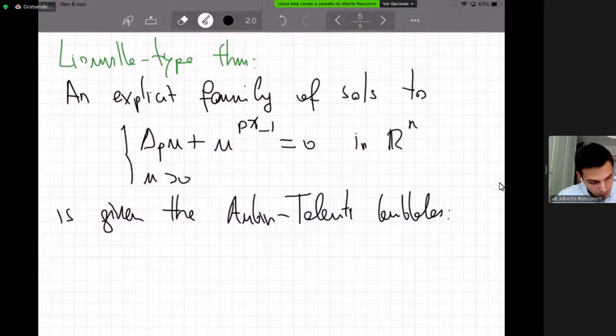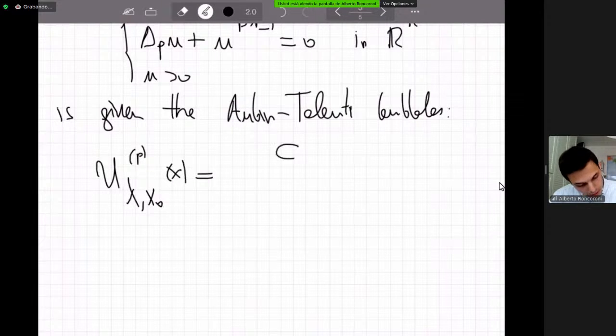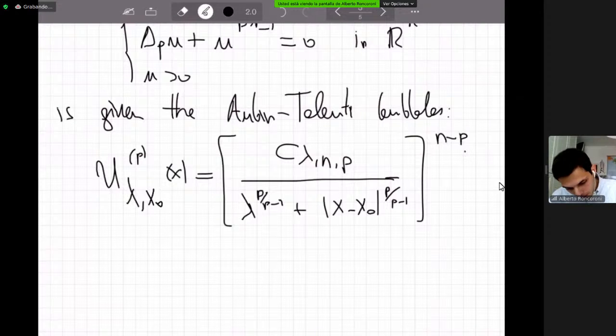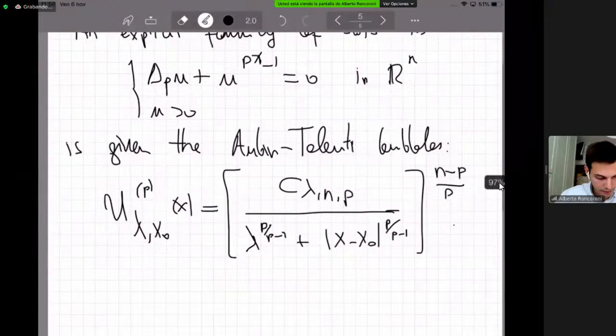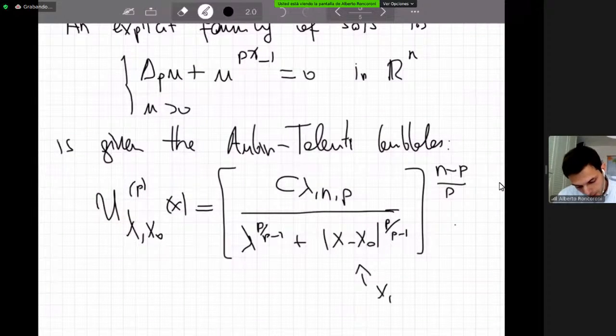Okay, so these functions are a two-parameter family of functions, u_{lambda, x0}. Lambda is a number and x0 is a point in R^n. And let me put here a p to remember that in the problem there is the parameter p. They are given by a constant, which depends on lambda, n and p, which is not important, and on the denominator we have lambda to the p over p minus 1, plus |x minus x0| to the p over p minus 1, everything to the power (n-p) over p. Okay, so one can check that this kind of function satisfies our equation. They are radial functions, with center at this point x0, which is a point in R^n.